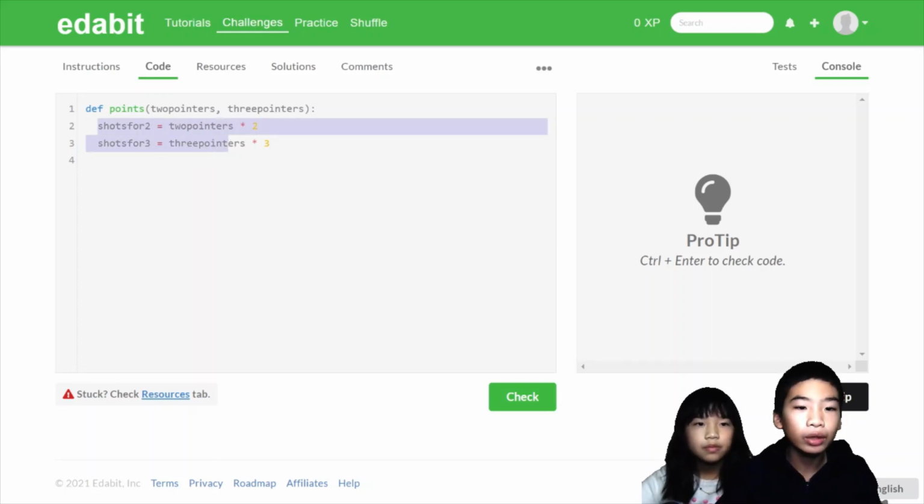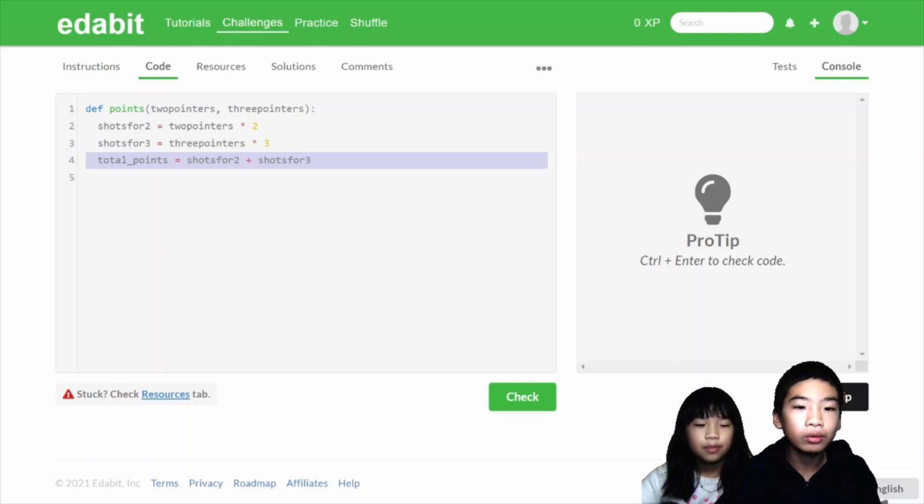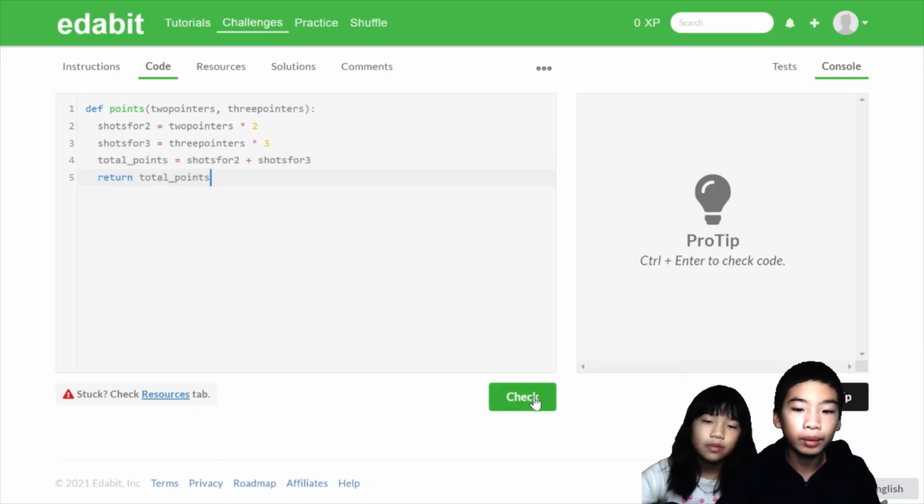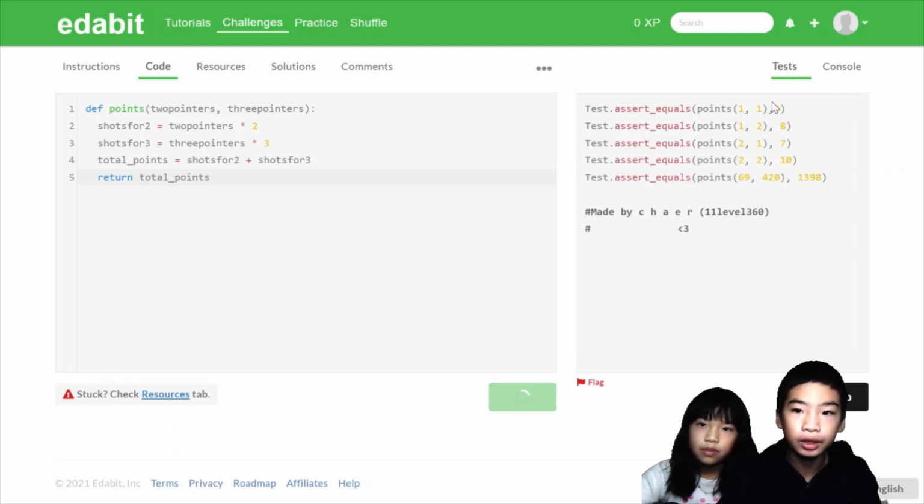Now we have all the points, but we still need to add them. We're going to do total points equals shots for 2 plus shots for 3, which is the total amount of points. Then we're going to return the total amount of points and see the test cases.